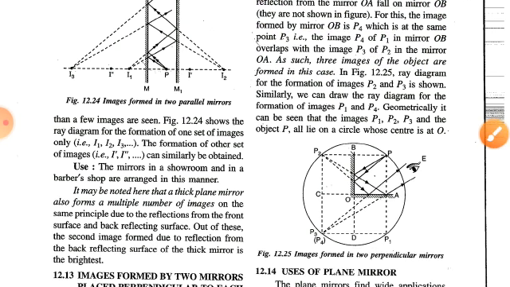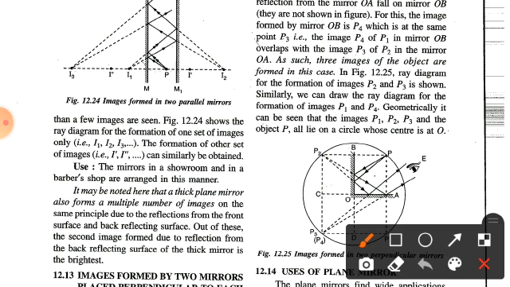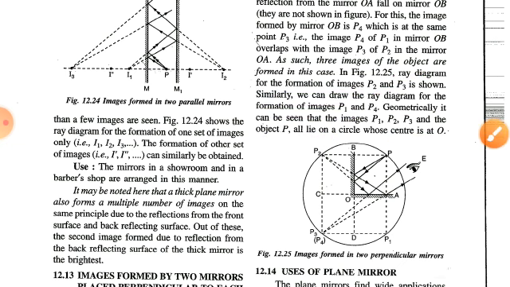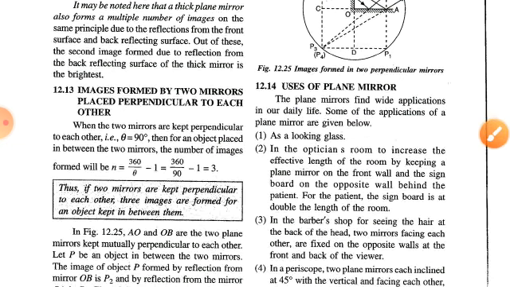Here you can see in this figure the ray diagram for the formation of images P2 and P3. Similarly, we can draw the ray diagram for the formation of the images P1 and P4. Geometrically it can be seen that the images P1, P2, P3 and the object P all lie on a circle whose center is O. Fine. Now we will discuss the uses of plane mirrors.